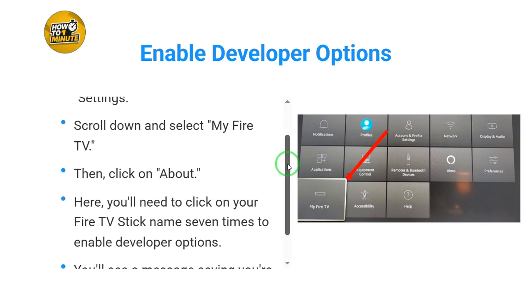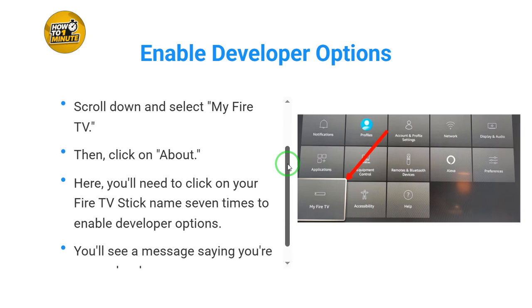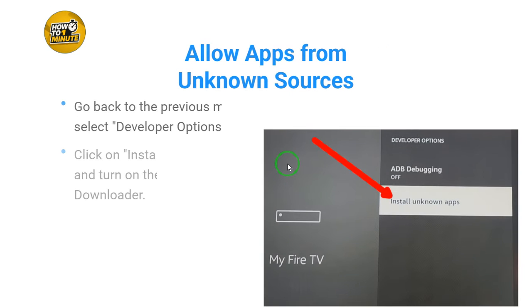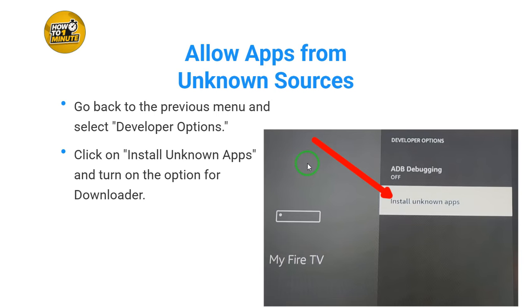Scroll down and select My Fire TV. Then click on About. Here you'll need to click on your Fire TV stick name 7 times to enable developer options. You'll see a message saying you're now a developer. Go back to the previous menu and select Developer Options. Click on Install Unknown Apps and turn on the option for Downloader.